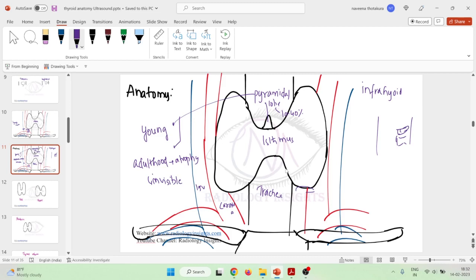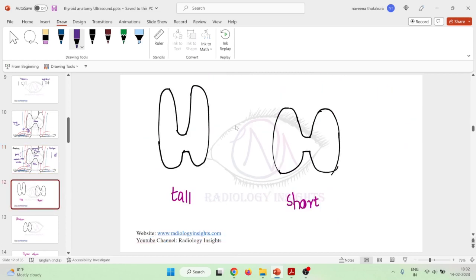The size of the lobes of the thyroid gland, and also the shape of the lobes, vary widely even among normal individuals. That means the size may differ in each and every individual. For example, in tall individuals, the two lateral lobes are elongated in shape, whereas in short individuals, the lateral lobes are mostly oval in shape.